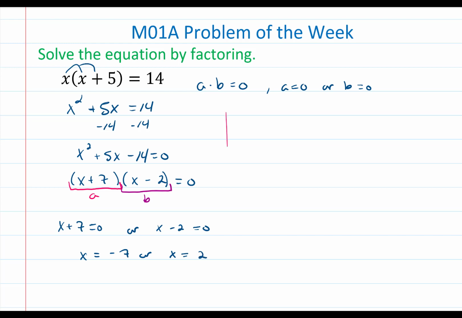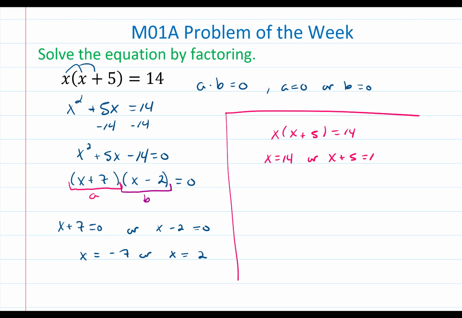Now, taking a few minutes to talk about error prevention and what unfortunately I see all too often. It pains me to see this, but I see students taking the equation x times the quantity x plus 5 equals 14, and taking the factors on the left side that exist right now and setting them each equal to 14. And that is very much incorrect. So please don't ever do that.